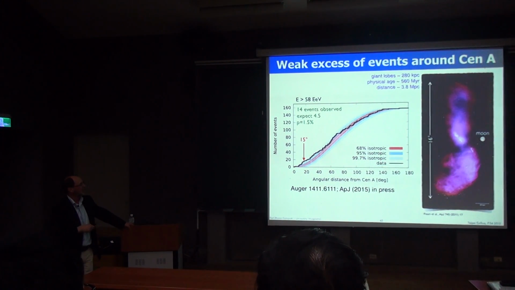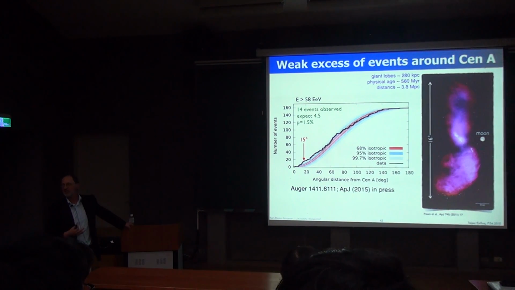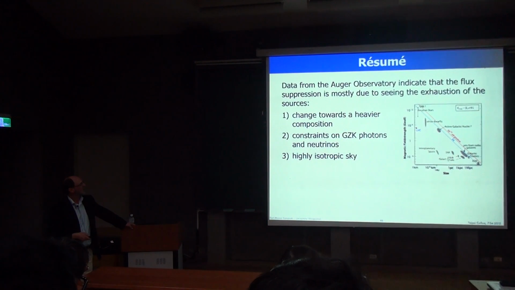It's just an accidental probability of 1.5%. So it's no observation, it's just an indication. That possibly may be related to the excess of events in the southern hemisphere, but we don't know yet. Okay. So let me come to the conclusion.